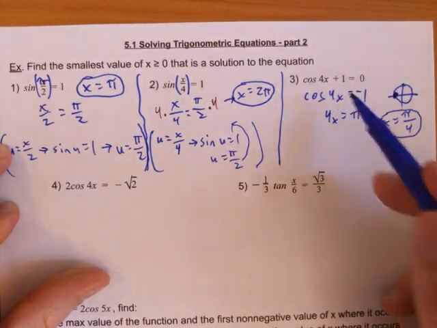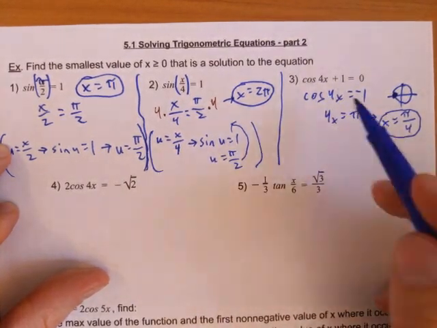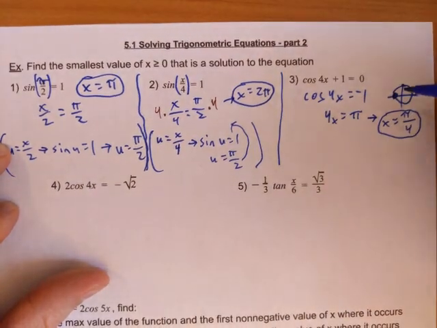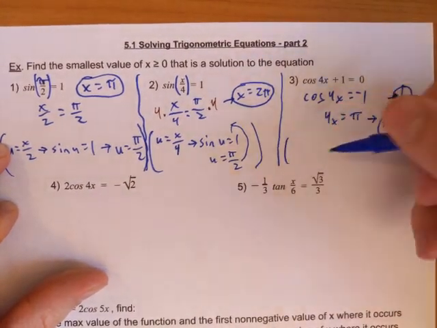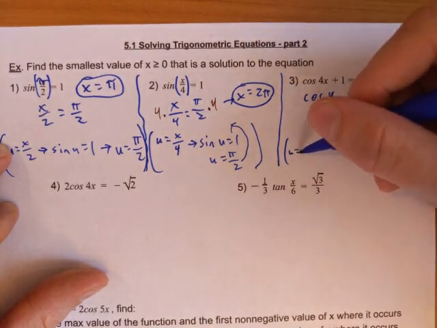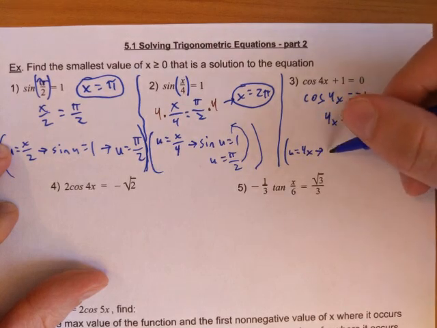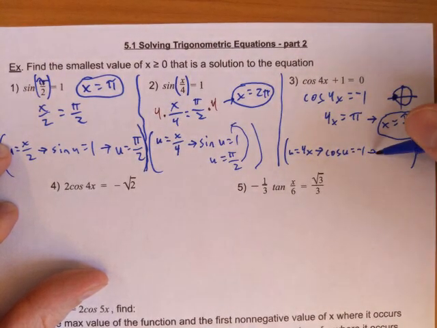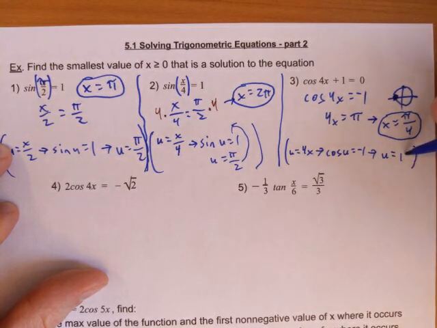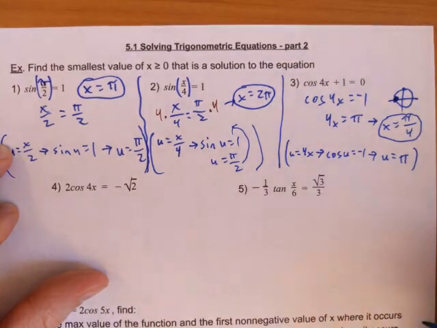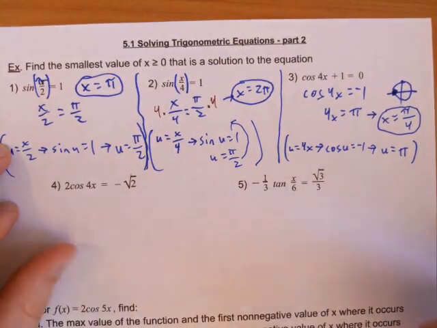X is pi over 4, plug it in, and what you're really taking is the cosine of pi. Again, all of these you can do u substitution. After this problem, I'll stop showing it, but I'll show it one more time here. If you made u equal 4x, you could have cosine of u equals -1, and that would tell you that u equals pi, and then from there you would be able to do the rest of this work that we did here.